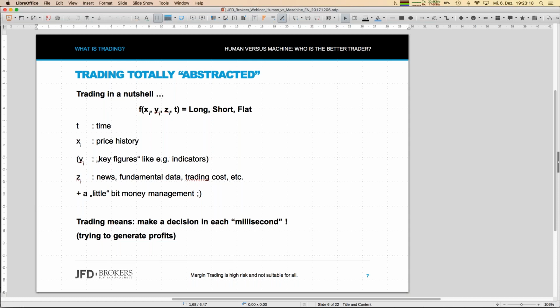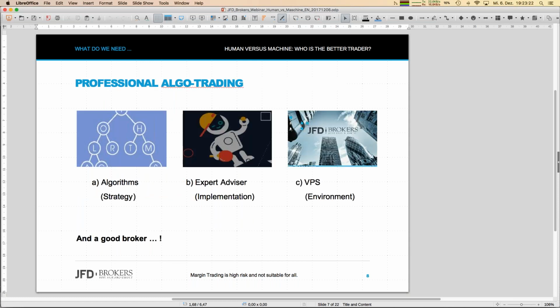But if we go further down the road, we want to have something which really trades on its own in our personal account. So what do we need if we want to come to that target? What is really professional algo trading? There are 3 steps involved. Of course, first, we need a good algorithm, a good trading strategy. We have to develop that kind of strategy.